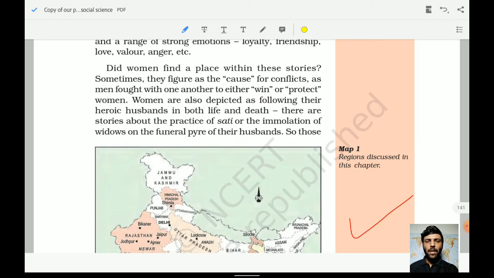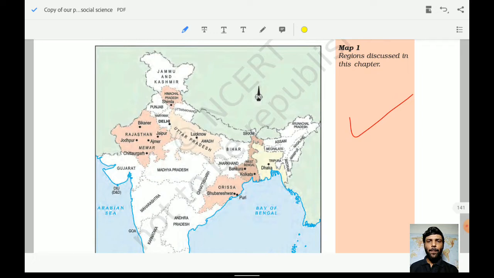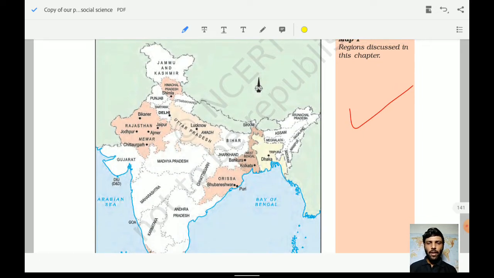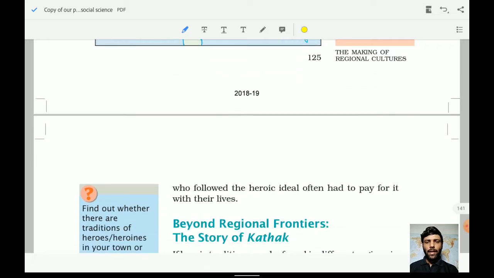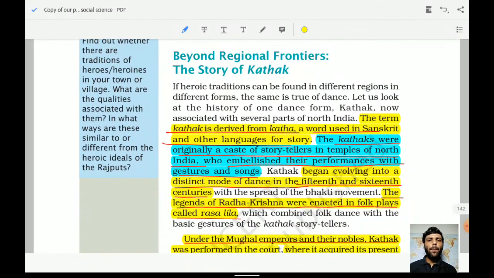So now it is showing a particular map. The different areas which we are going to discuss in this particular chapter have been depicted. So let us move ahead, and now we will talk about Kathak, the dance form.